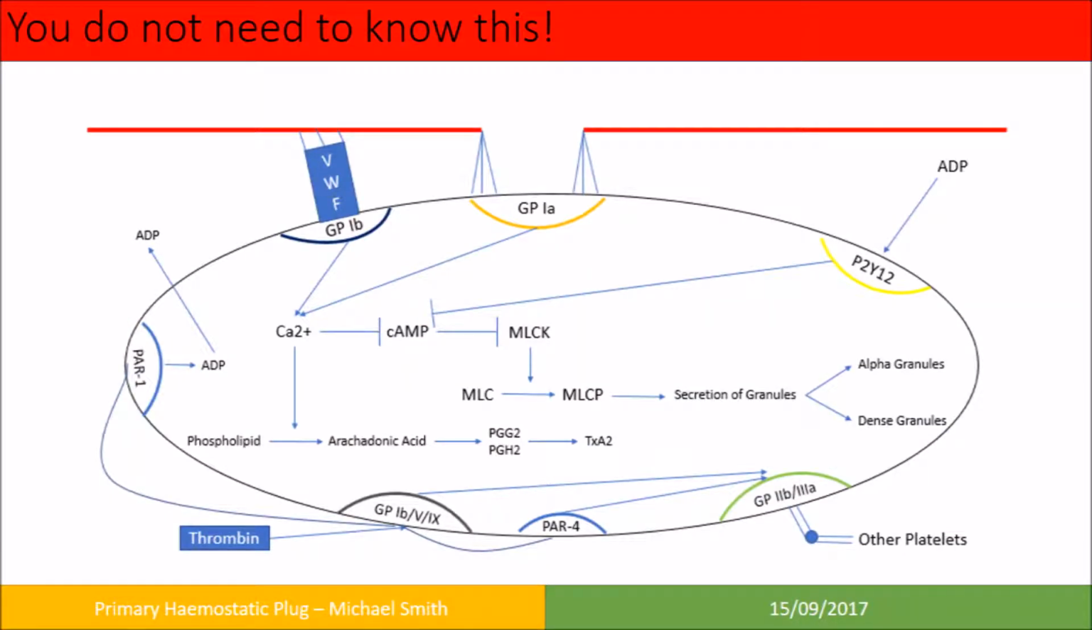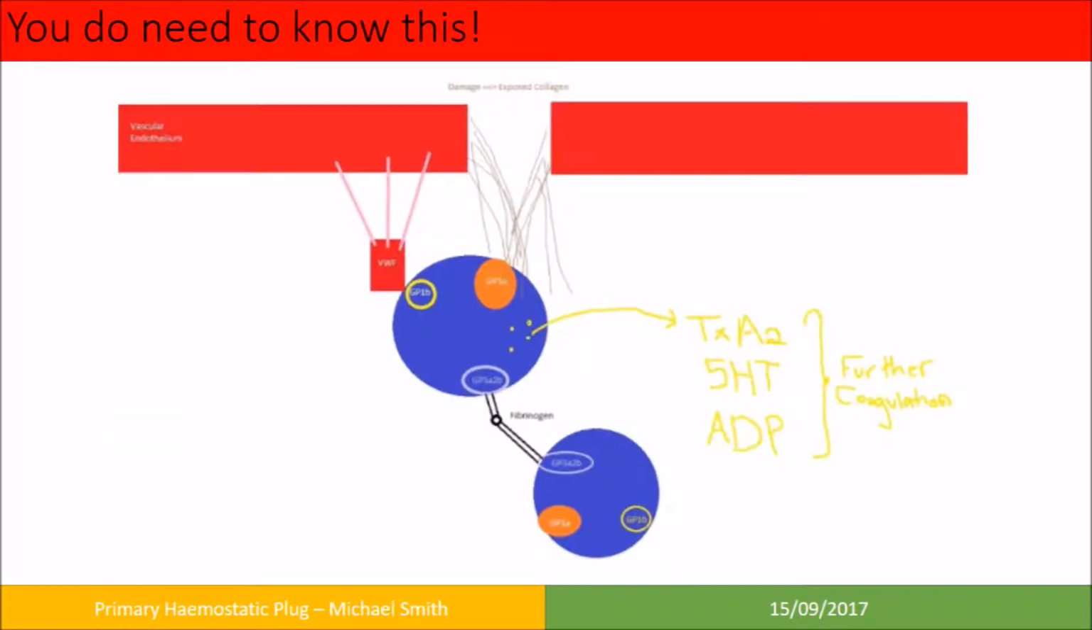So, this diagram here shows how some of these processes work for those who like to have a more full image of how this works on a molecular level, but you don't need to know it in anywhere near this detail. You need to know it in about this detail. So as you can see here, we have our damaged vascular endothelium with exposed collagen binding at GP1A, GP1B and von Willebrand factor, anchoring it to the wall, the release of granules which cause further coagulation, and fibrinogen binding platelets together at the GP2B3A receptor.